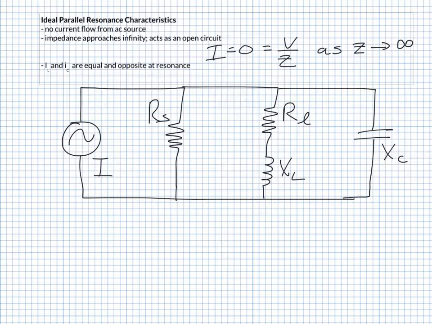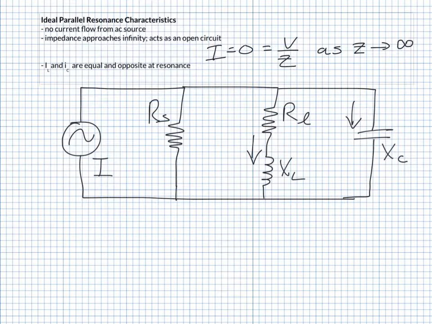Although, if we look at the currents for both through the inductor and the current through the capacitor, those two are going to be equal in magnitude, but opposite. So this is true at resonance.